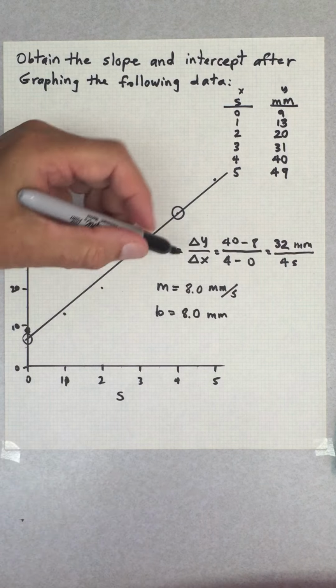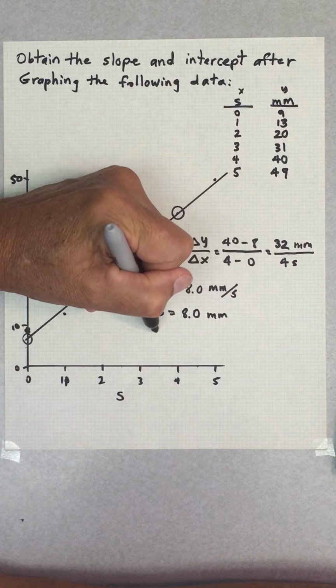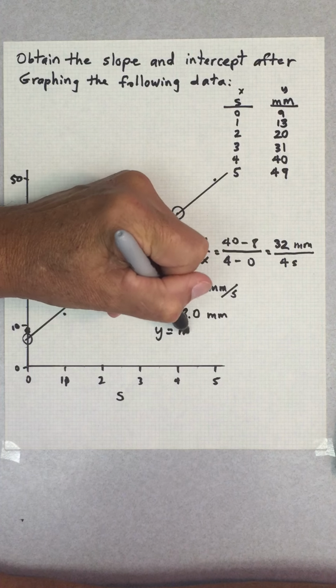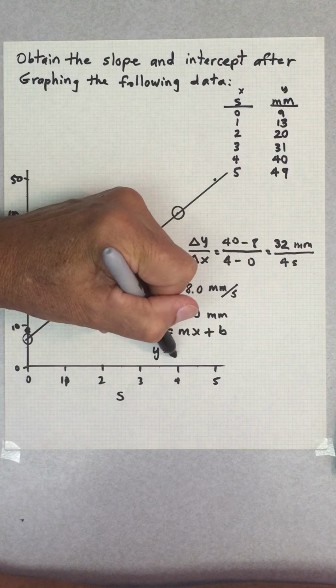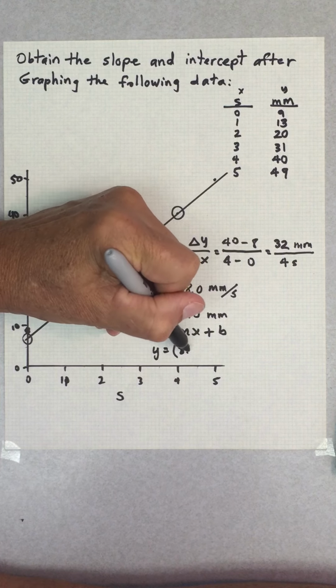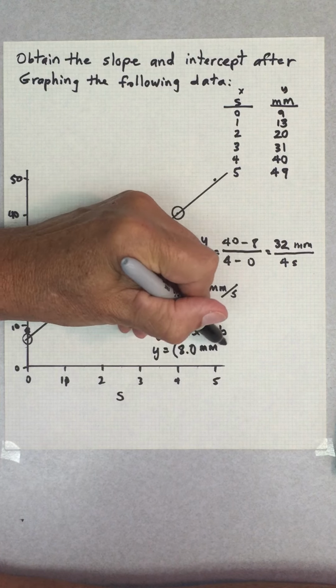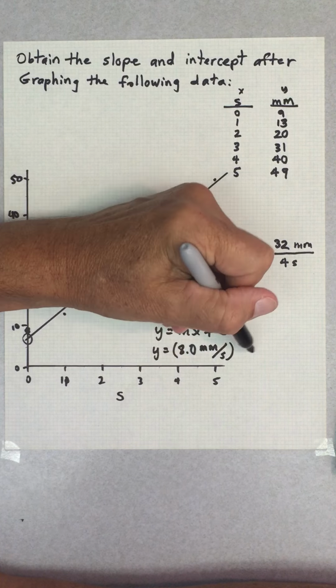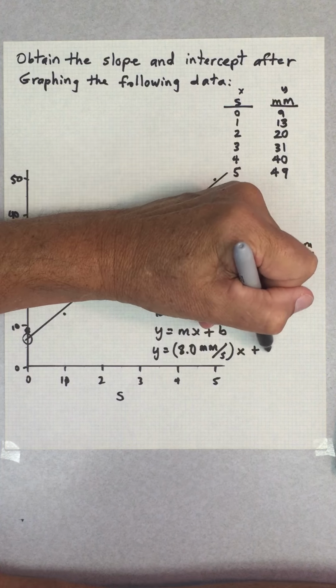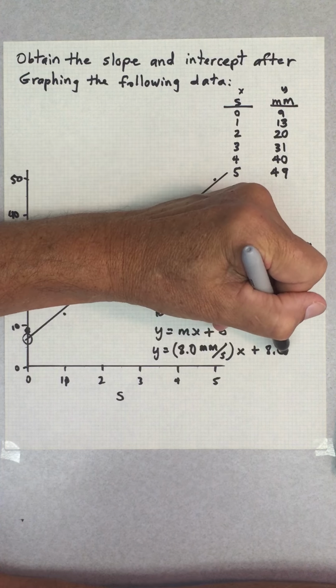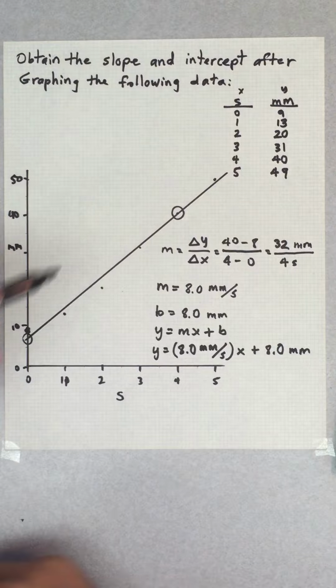So the equation of the line is going to be y equals mx plus b. So for this particular line, it's going to be 8.0 millimeters per second, whatever x is, plus 8.0 millimeters.